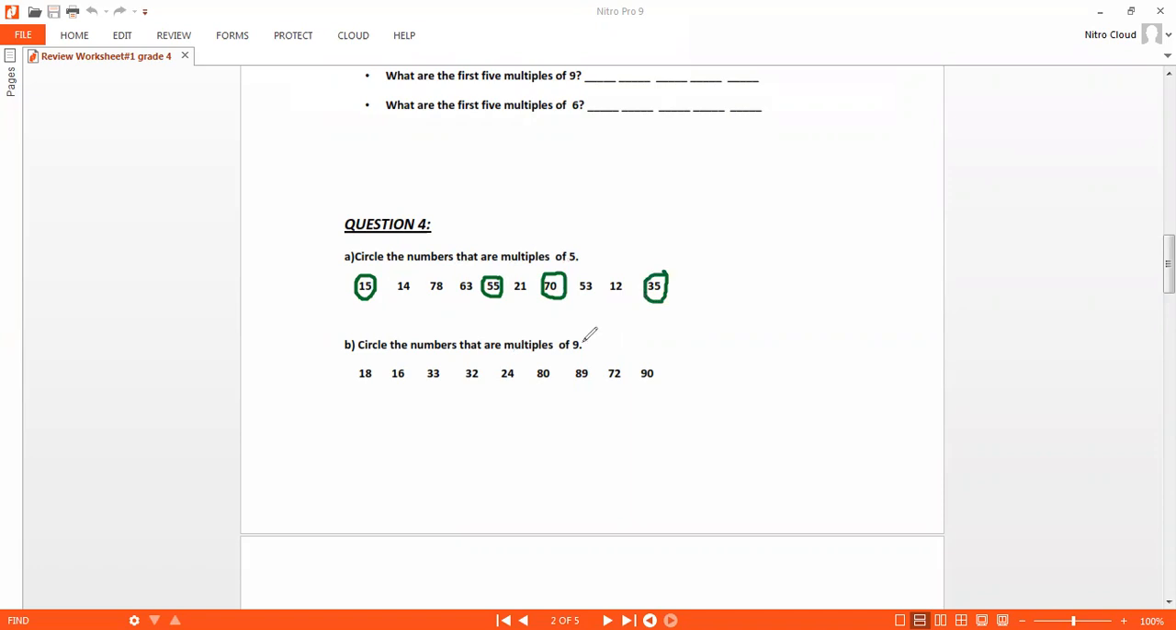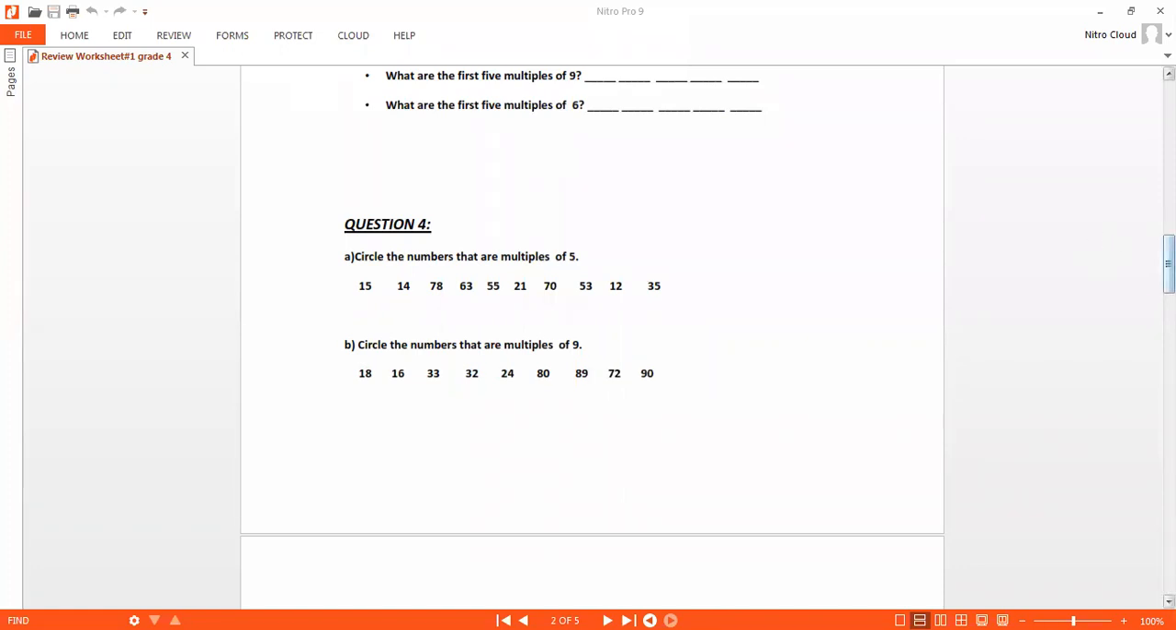Now what are the multiples of 9? 18, because 9 times 2 is 18. It's 72 because 9 times 8 is 72. And it's 90 because 9 times 10 is 90.